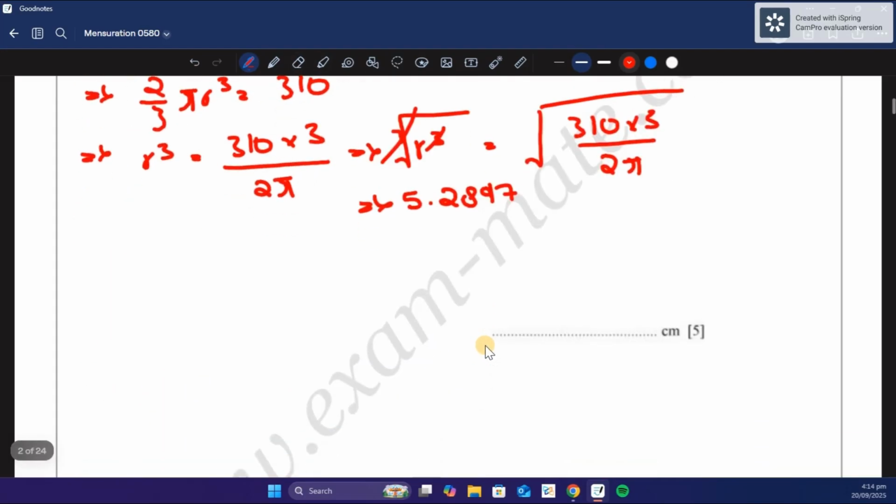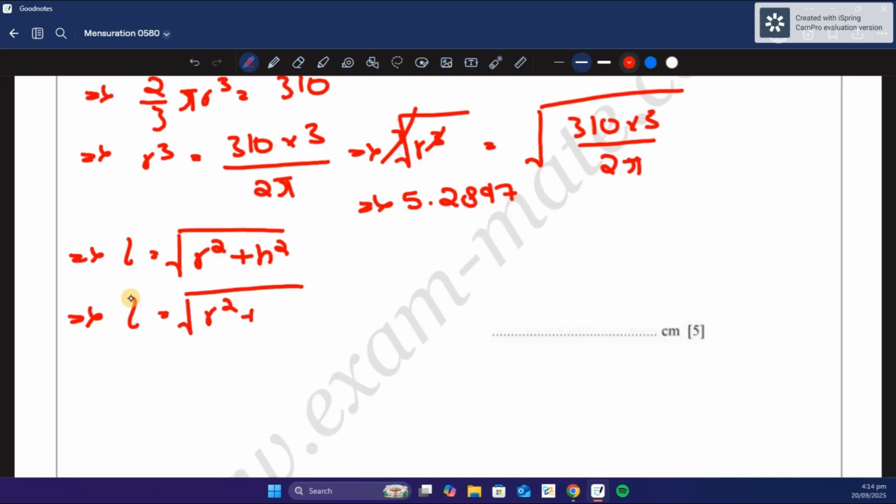Okay, so the formula for calculating the slant height is slant height L is equal to the square root of r squared plus h squared. Simply put, we know the value of r. What we could simply do is say that slant height is equal to the square root of r squared plus 2r squared.